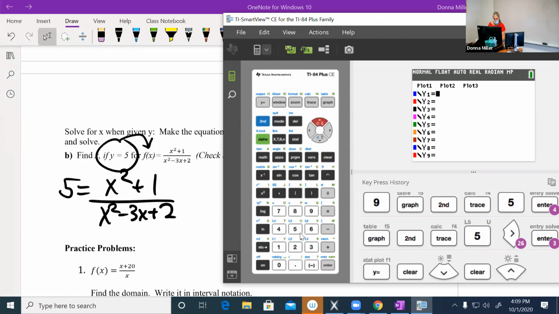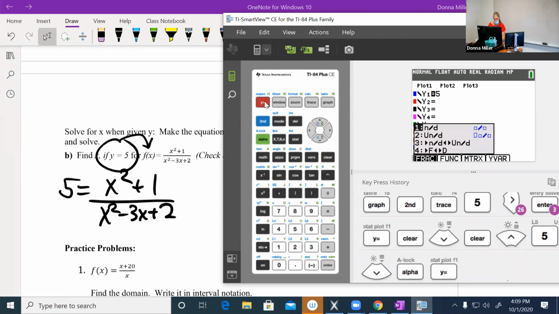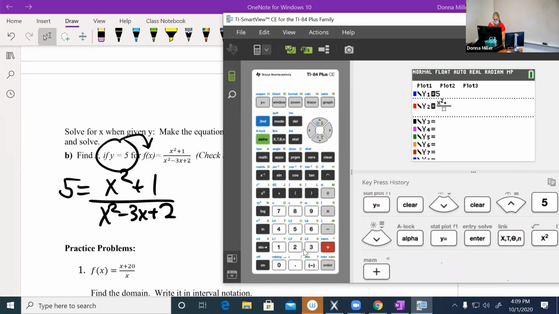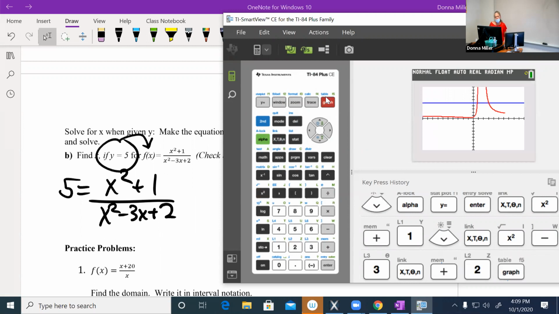All right, one side's 5, the other side's x squared plus 1 over x squared minus 3x plus 2. All right, make sure I got it right, get the graph. All right, you see there's 2 places where it crosses? I'm going to go find them.